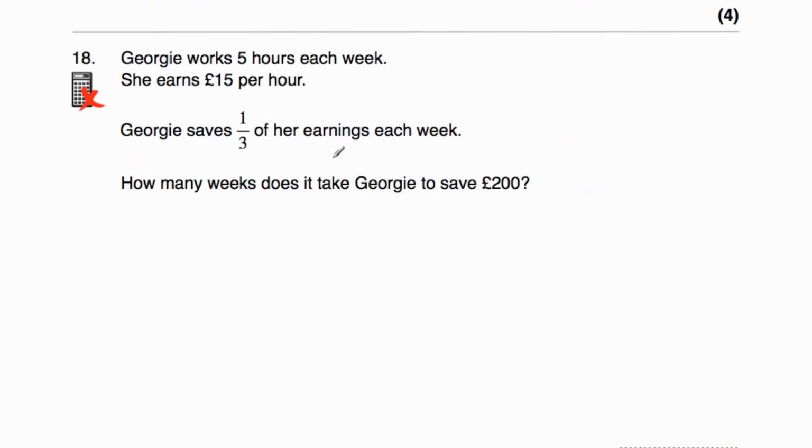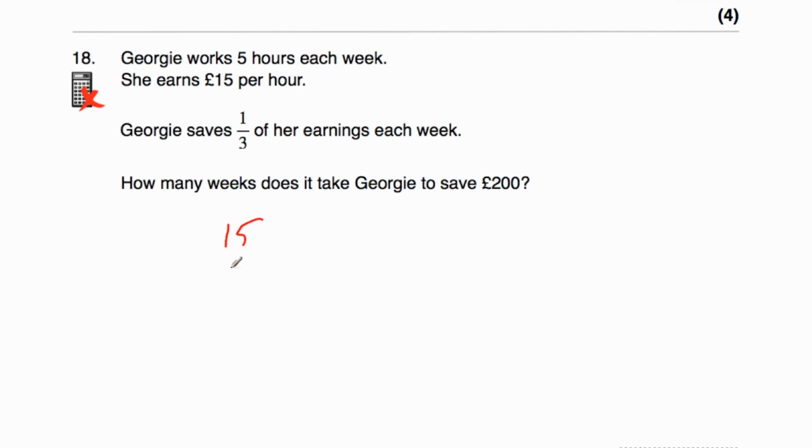Okay, let's look at our next question. It says, Georgie works 5 hours each week and she earns £15 an hour. And she saves 1/3 of her earnings each week. How many weeks does it take Georgie to save £200? So let's find out how much money Georgie earns each week. She works 5 hours and she's paid £15 an hour. So if we do 5 times 15, we'll work out how much money Georgie's paid each week.